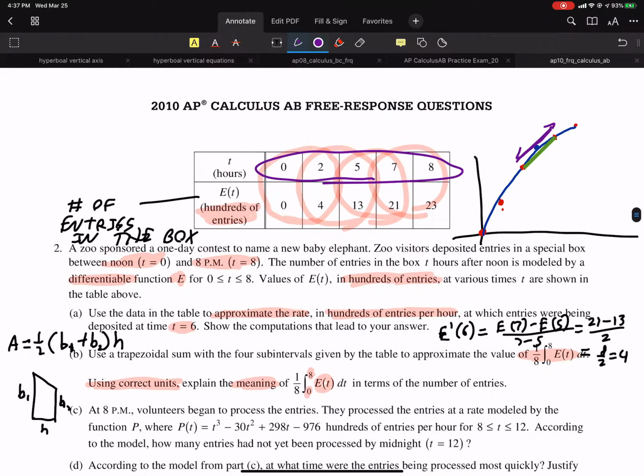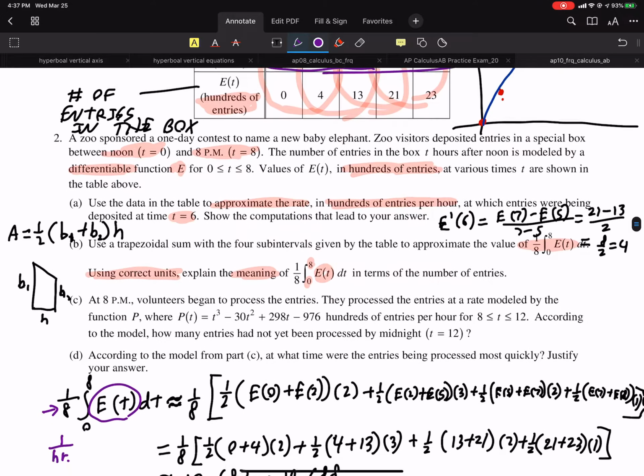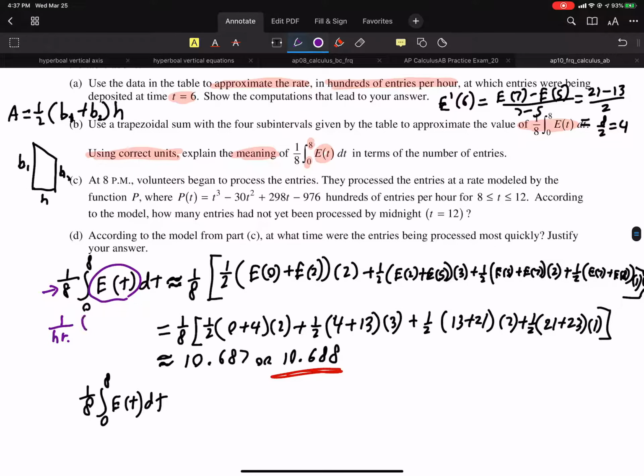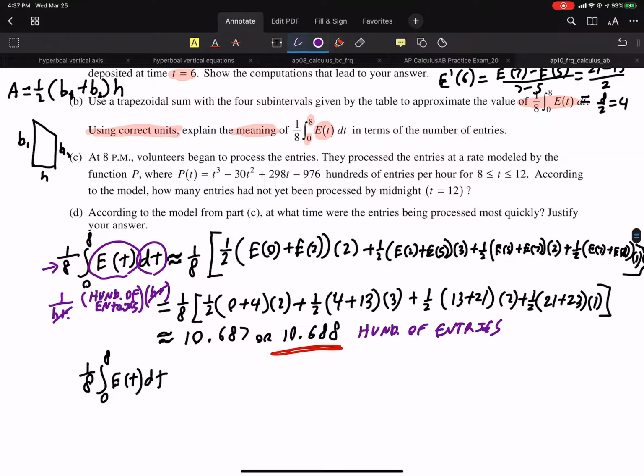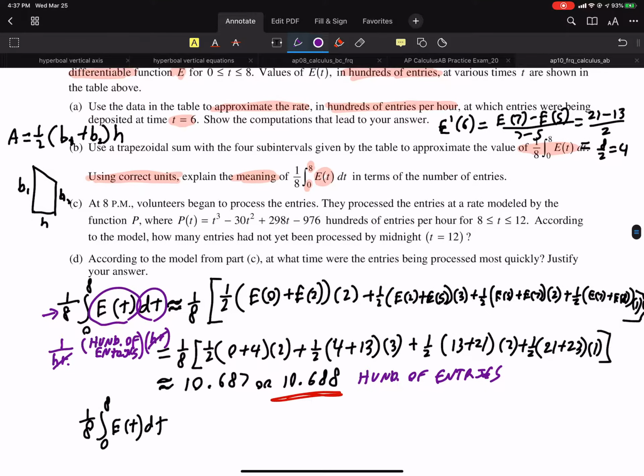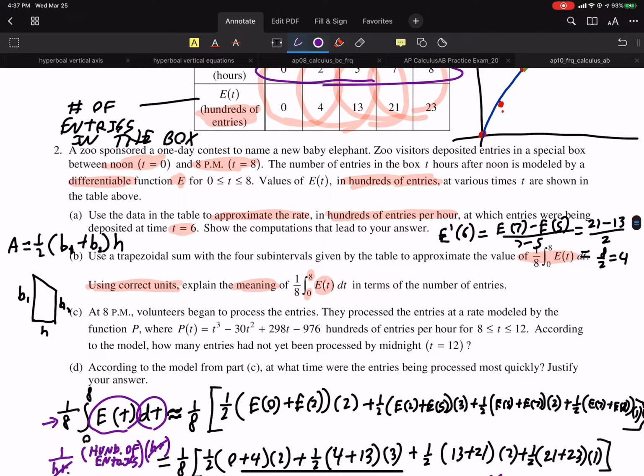Now, E of t, if we look, it's hundreds of entries. So that's hundreds of entries. And dt is again hours. So those hours cancel. So the units is hundreds of entries. So what does this tell us? This gives us the average number of entries, because E is the number of entries in the box.